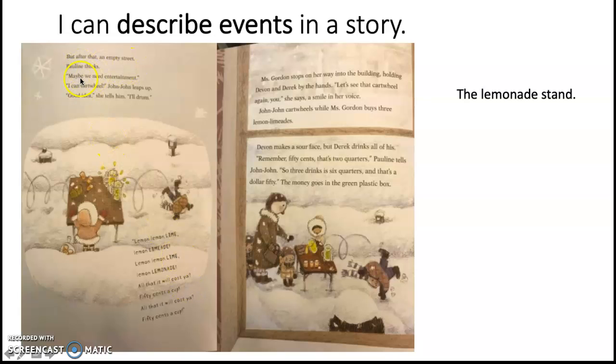After that, an empty street, and Pauline thinks, maybe we need entertainment. I can cartwheel. John leaps up. Good idea, she tells him, and I'll drum.